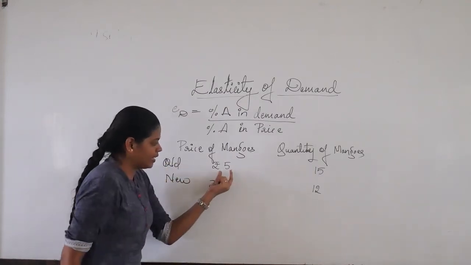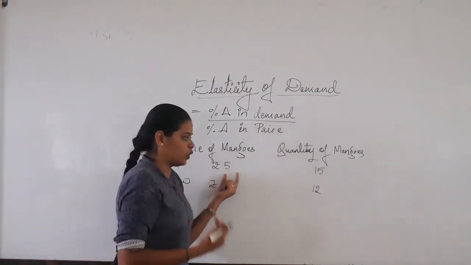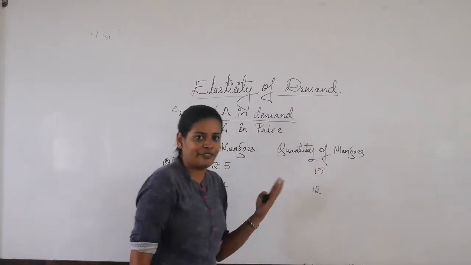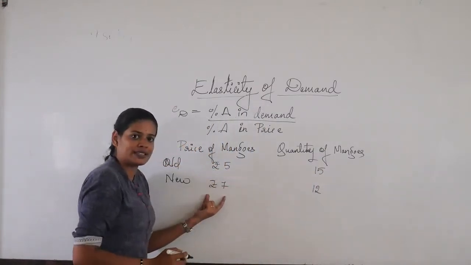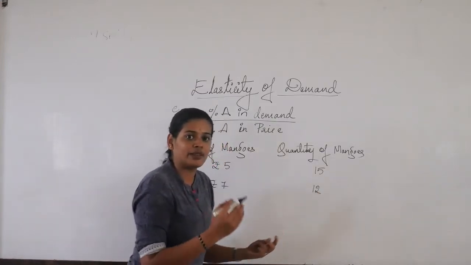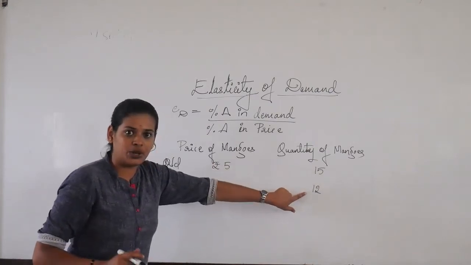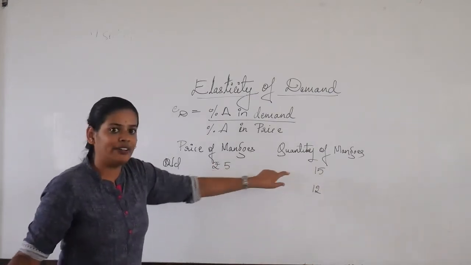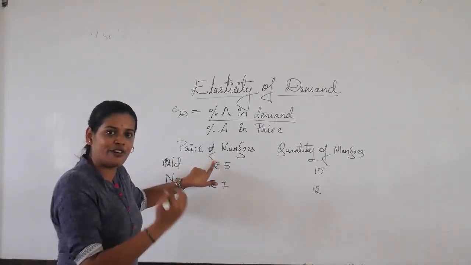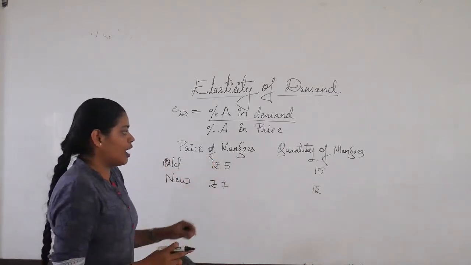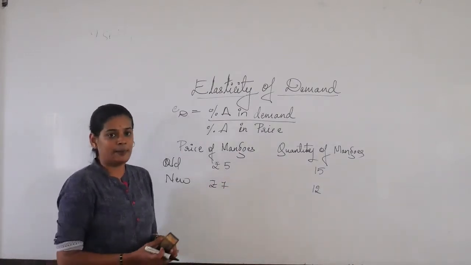When 5 rupees was quoted, the quantity demanded was 15 mangoes. But when the price increased to 7 rupees, the quantity demanded for the mangoes decreased, right? You can see that from 15 it has been reduced to 12. This happened only when there was a change in the price, right? The price has increased from 5 to 7. So how are we going to calculate the change in the price and the change in the quantity?